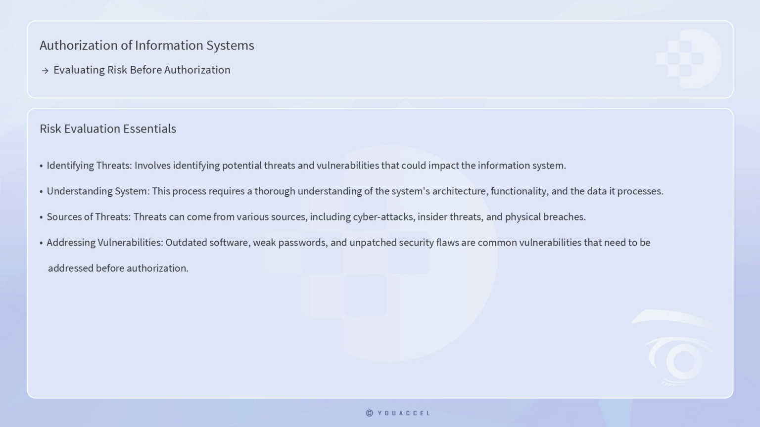To begin with, the evaluation of risk involves identifying potential threats and vulnerabilities that could impact the information system. This process requires a thorough understanding of the system's architecture, functionality, and the data it processes. Threats can come from various sources, including cyber attacks, insider threats, and physical breaches. Vulnerabilities, on the other hand, are weaknesses in the system that could be exploited by these threats. For example, outdated software, weak passwords, and unpatched security flaws are common vulnerabilities that need to be addressed before authorization.